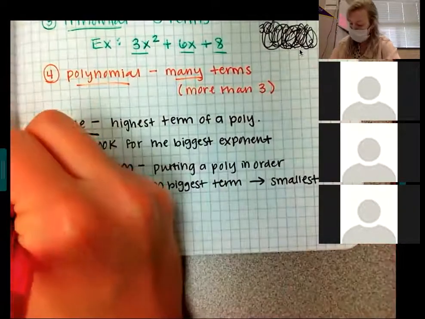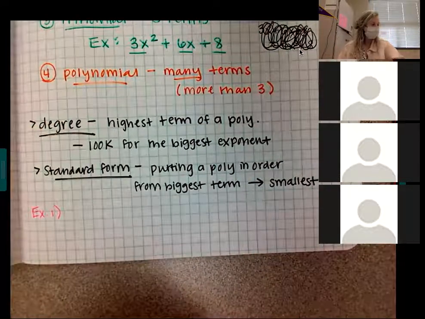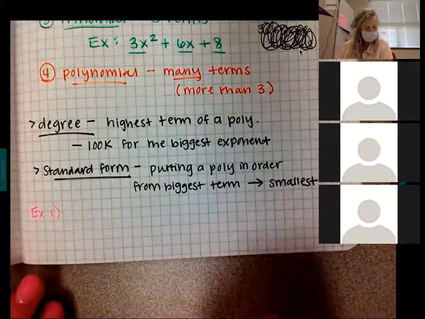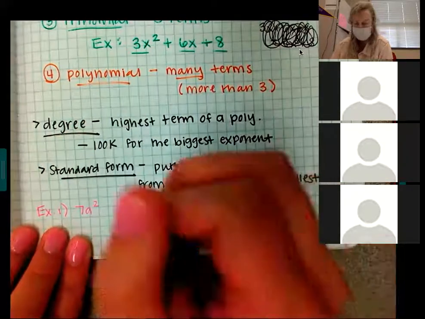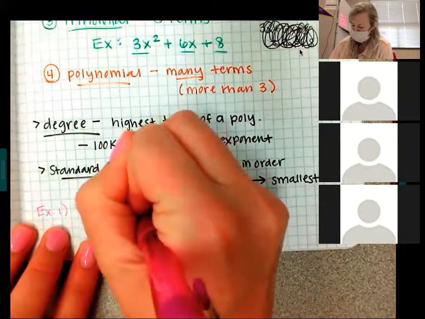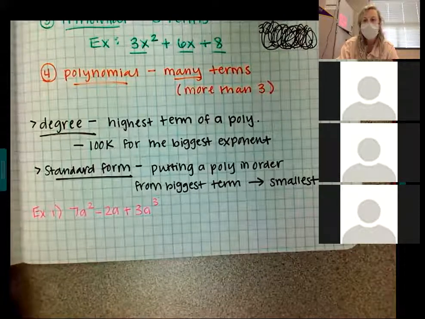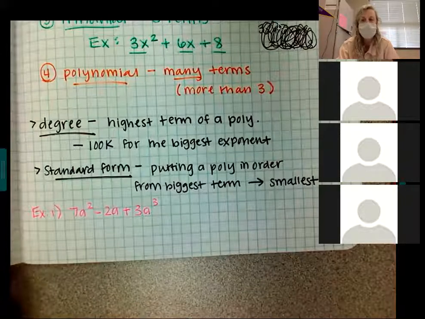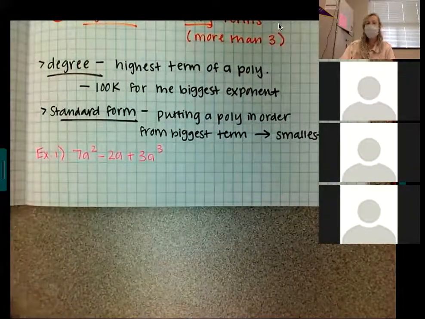All right, so example 1. Let's do 7a squared minus 2a plus 3a cubed. My girls at home, y'all unmute and participate too, so y'all can get y'all's extra credit. So 7a squared minus 2a plus 3a cubed.